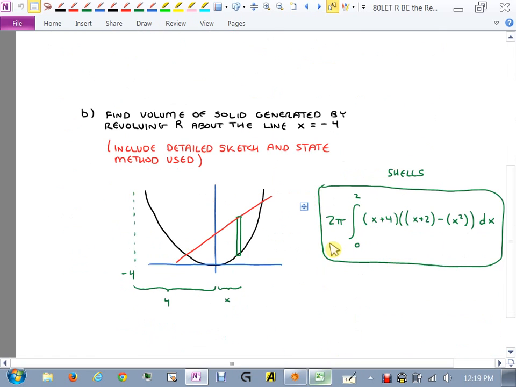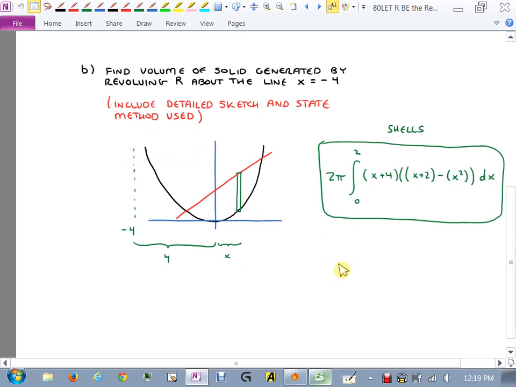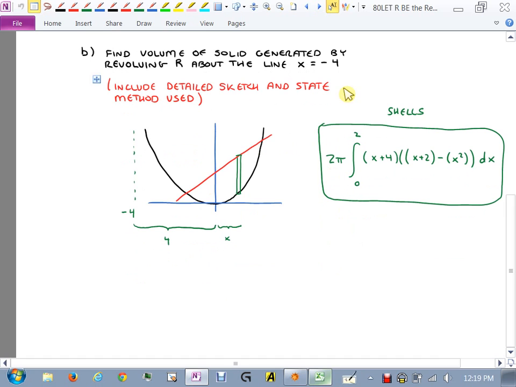Now rotate it around the line x equals -4, which is over here now, same region. Make sense? Here to here is x. Here to here, absolute value of that, distance-wise, is 4. Top, bottom. Shells again, pops its head up. That's 6.